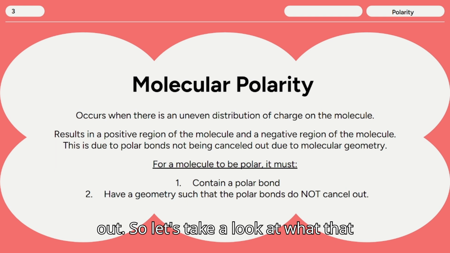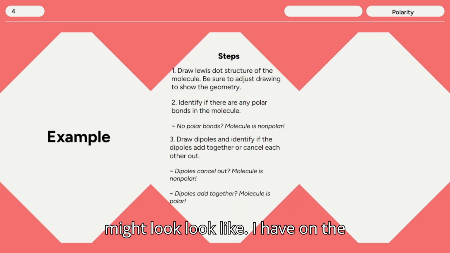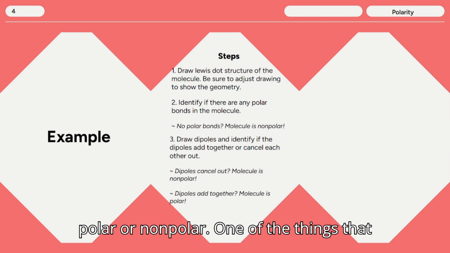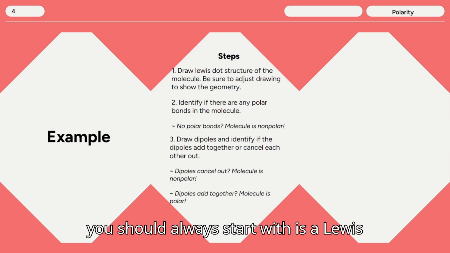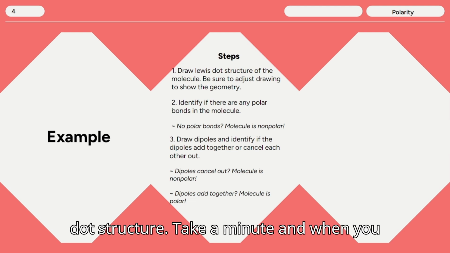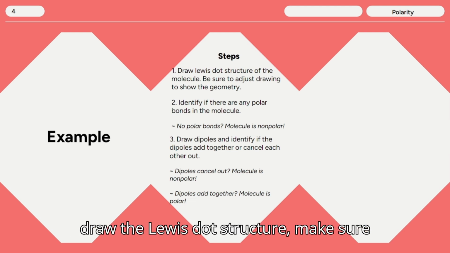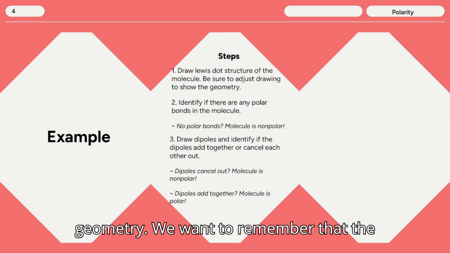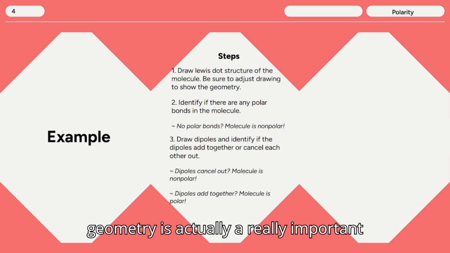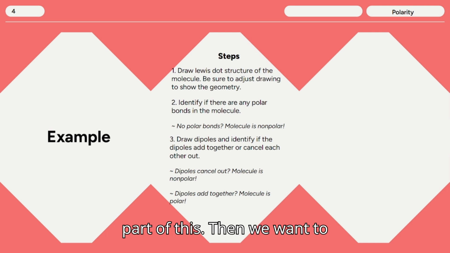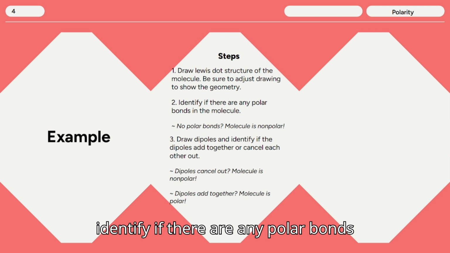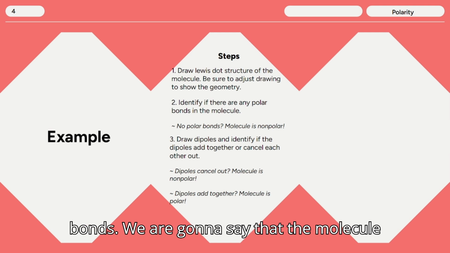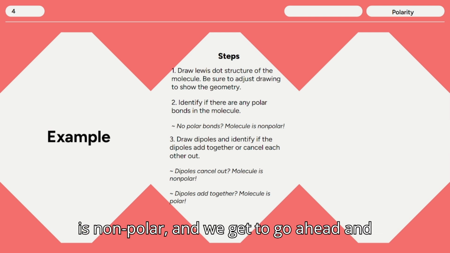So let's take a look at what that might look like. I have on the screen a couple helpful steps when we are trying to figure out if a molecule is polar or nonpolar. One of the things that you should always start with is a Lewis dot structure. When you draw the Lewis dot structure, make sure to adjust the drawing to show some of the geometry. We want to remember that the geometry is actually a really important part of this. Then we want to identify if there are any polar bonds within the molecule. If there are no polar bonds, we are going to say that the molecule is nonpolar, and we get to go ahead and stop there.